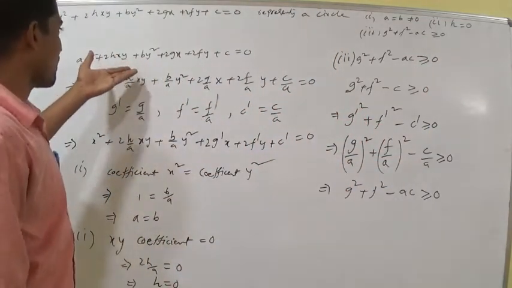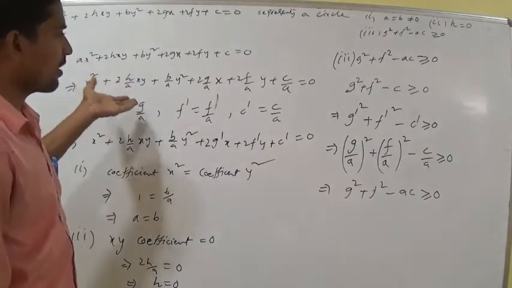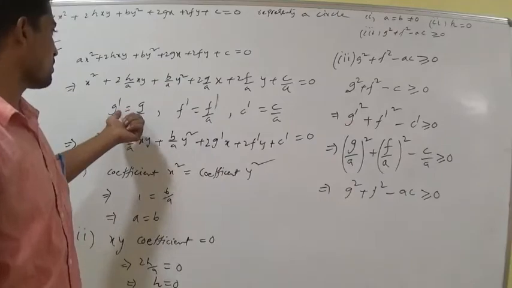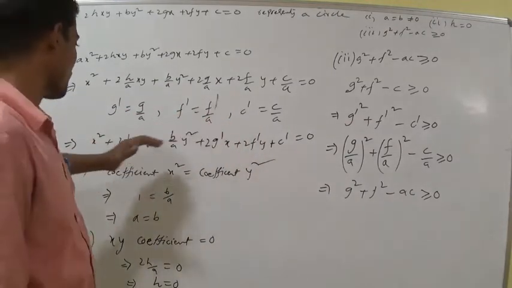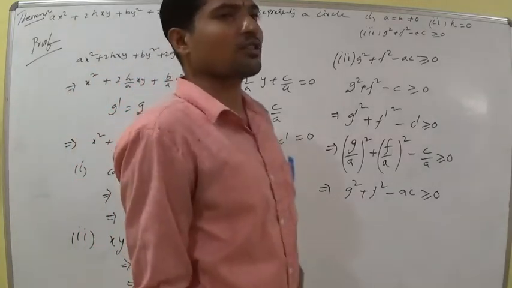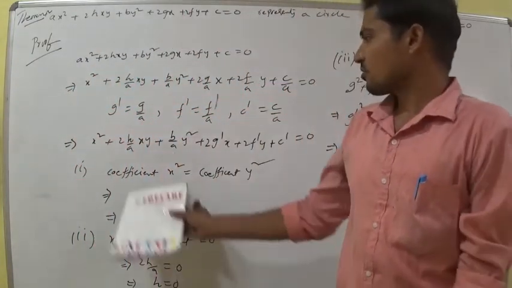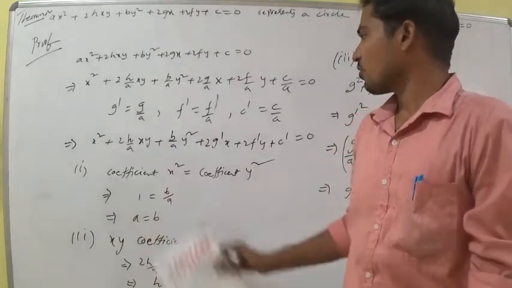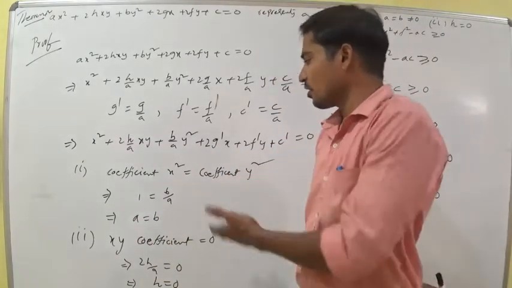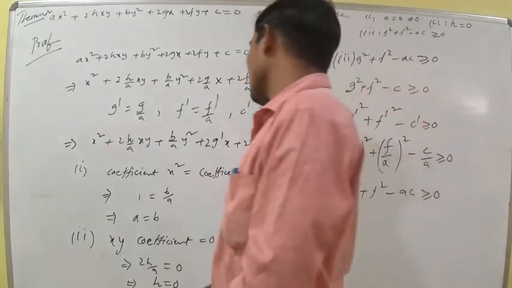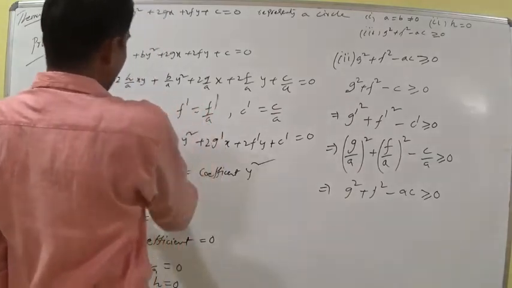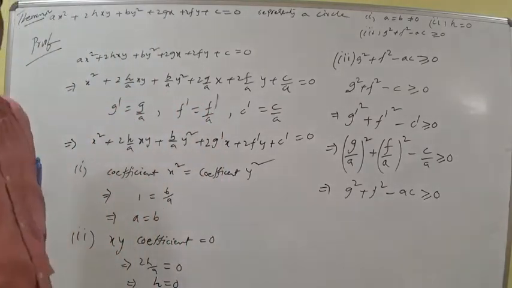So first I took the equation and divided by a on both sides, and I denoted g', f' and c'. Then the first condition: I know that the x² coefficient is equal to the y² coefficient. The x² coefficient is equal to 1 and the y² coefficient is equal to b/a. Then a is equal to b. Now the xy coefficient is equal to 0. So 2h/a is equal to 0.